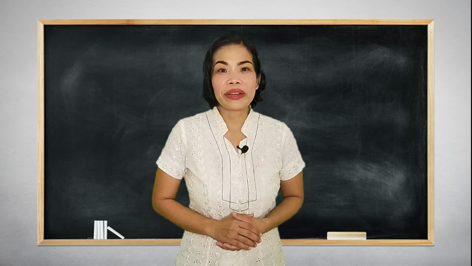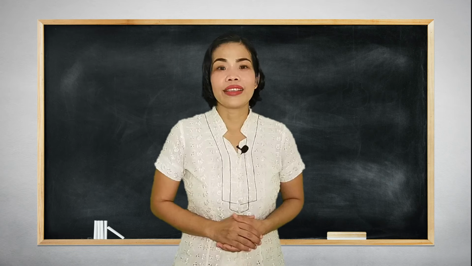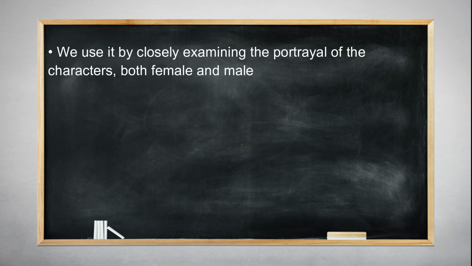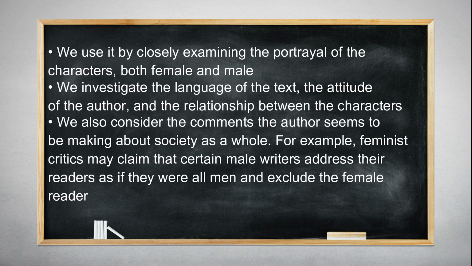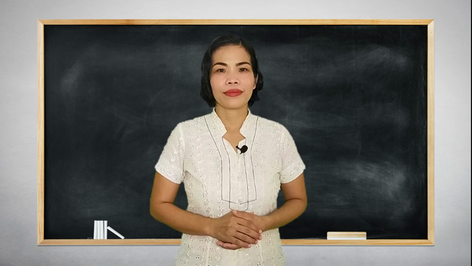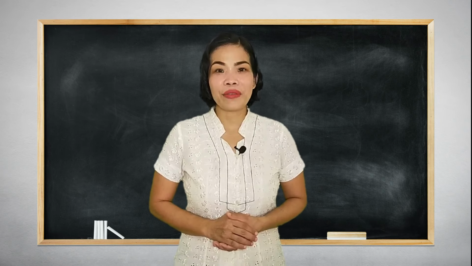How is feminist literary approach used in analyzing a literary text? We use it by closely examining the portrayal of the characters, both male and female. We investigate the language of the text, the attitude of the author, and the relationship between the characters. We also consider the comments the author seems to be making about society as a whole. For example, feminist critics may claim that certain male writers address their readers as if they were all men and exclude the female reader.